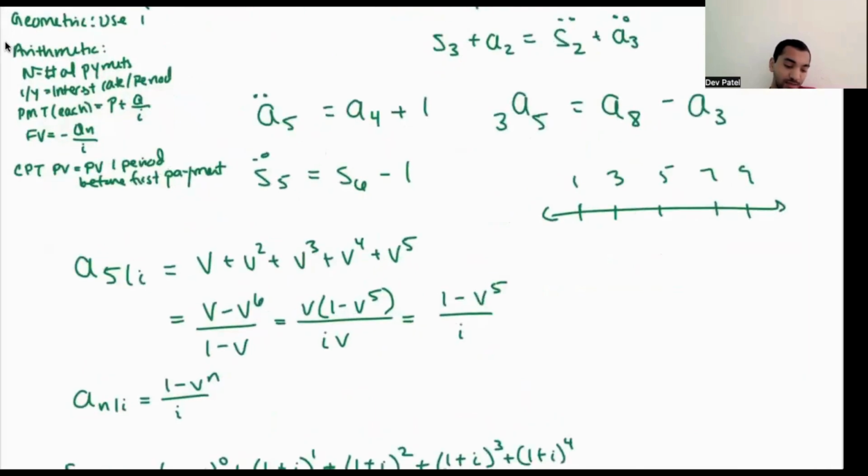So in this case, the first term is v minus the first omitted term, v to the 6, over 1 minus the common ratio, which is v. And then we simplify that and we get this, and then generalize that, and we get this formula over here.